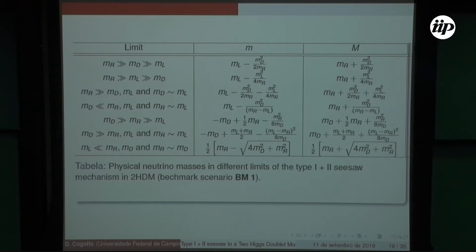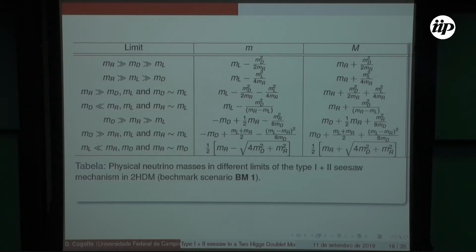This is possible because if we want masses for the light neutrinos of the order of electron volts, we just need the vacuum expectation value of the triplet to be of the order of electron volts. And the mass of the right-handed neutrinos is free in this case.